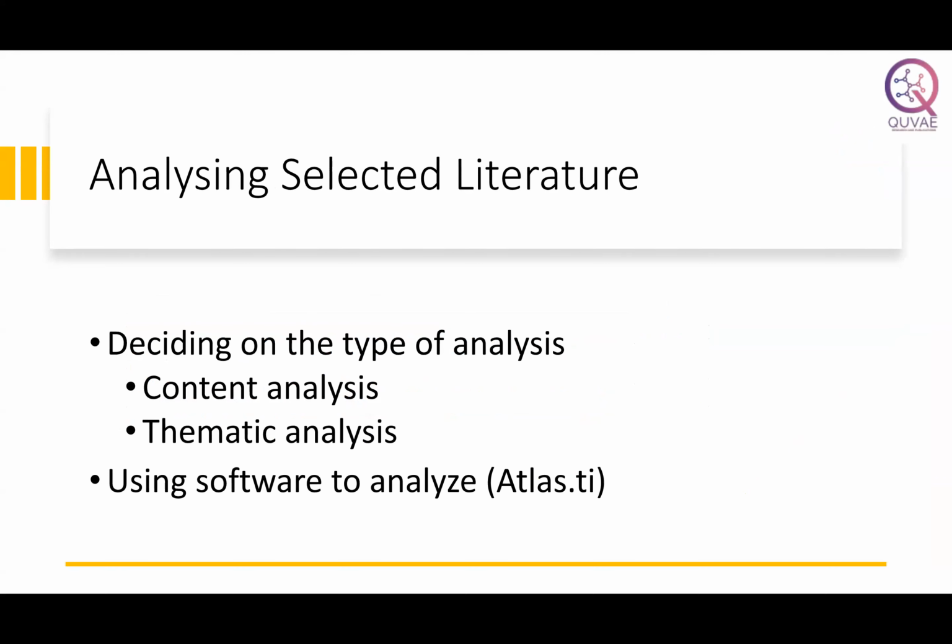Next is analyzing selected literature. Okay, so once you're done, for example, just now in my case I have 101 literature, so I need to analyze these 101 literature. So you can have two types of analysis, content analysis or thematic analysis. And also you can use software to analyze. So for example, Atlas.ti, we can analyze the literature review.